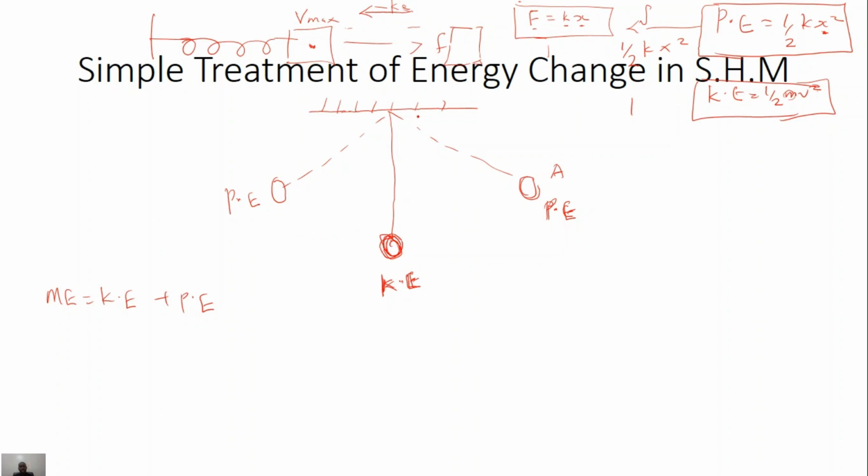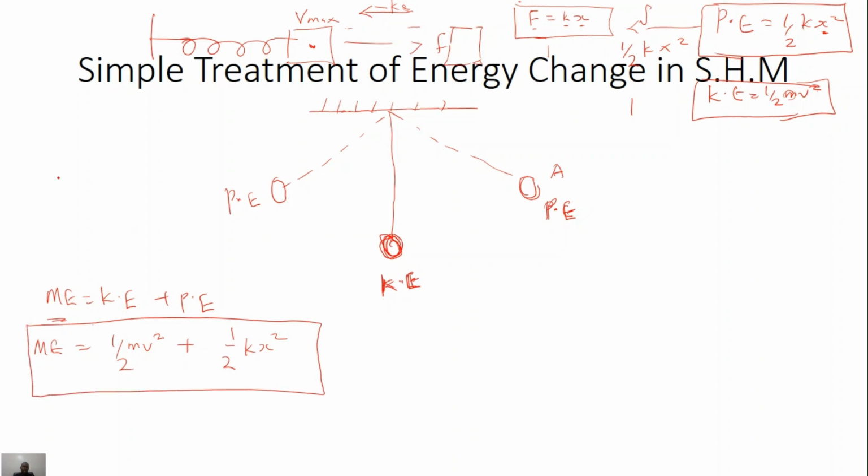But observing the principle of conservation of energy, at any particular point in time, the mechanical energy of the spring or the body undergoing simple harmonic motion will be equal to the sum of the kinetic energy and the potential energy, meaning that mechanical energy will be equal to the kinetic energy, which is 1 over 2 mv squared, plus the potential energy, 1 over 2 kx squared at every point in time.